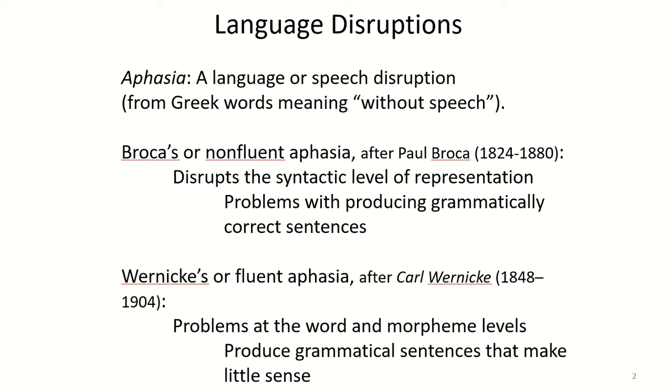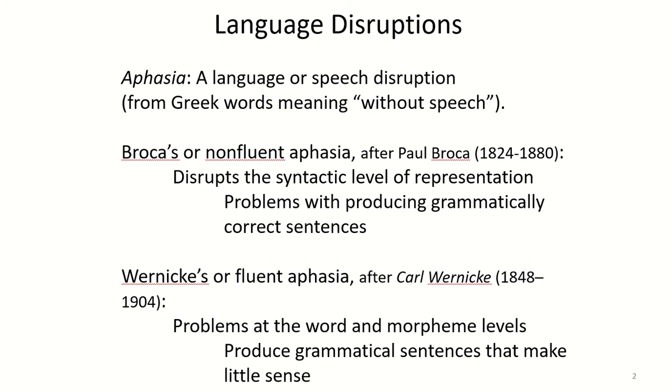Two different aphasias are fairly common after people have had either brain injury or a stroke. One of them is called Broca's or non-fluent aphasia and was discovered by a French doctor by the name of Paul Broca. What happens in that case is that there's a disruption at the syntactic level of representation. As a result, patients with this damage have a very hard time producing grammatically correct sentences. Even if they're trying to produce sentences, they just can't. I'm going to post a video so that you can see what this non-fluent aphasia looks like.